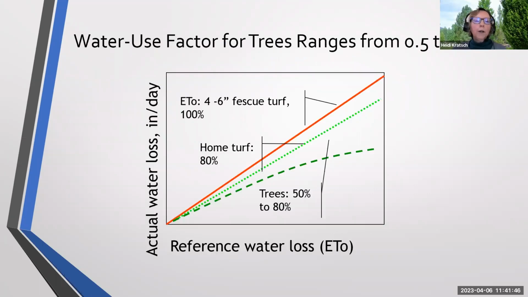So let's talk a little bit more about the water use factor. Water use factors for trees range from 0.5 to 0.8. And let's talk about why. Some plants are more efficient than others in using water. So this graph shows the water use of trees versus the water use of turf grass based on a concept called the reference water loss, which is an estimate of the water lost by a 4 to 6 inch tall cool season grass transpiring at its maximum rate. And that is noted by the red line on this graph. So that's what we're basing everything else on. And that's what's actually measured by weather stations. Usually it's measured daily.